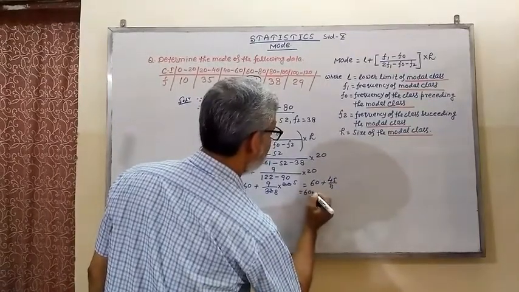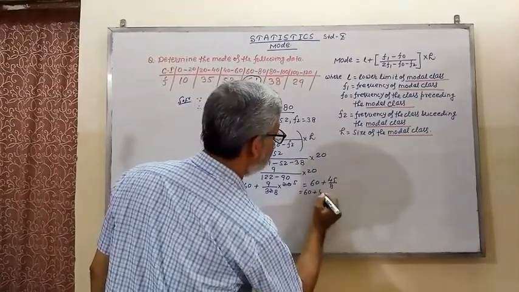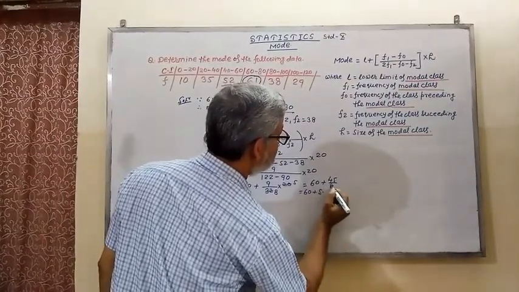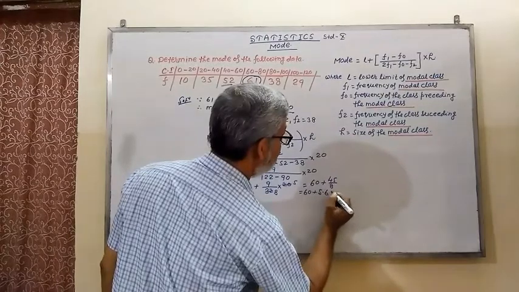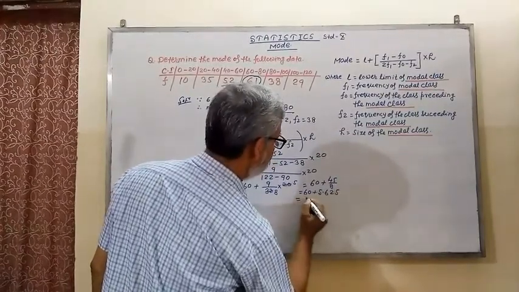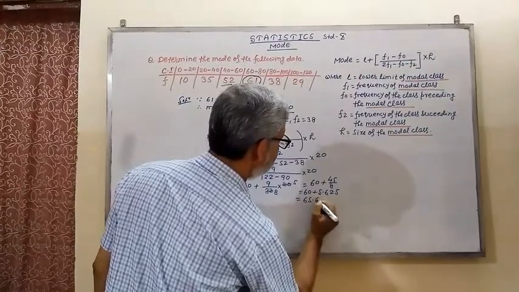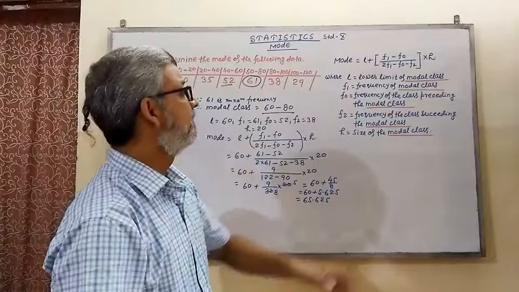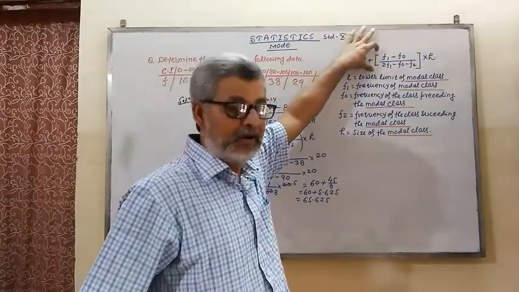So 60 plus, 8 5s are 40, 5 carry 8, 6 are 48, 2 8s are 16, so 8 5s are 40. So that is 65.625.